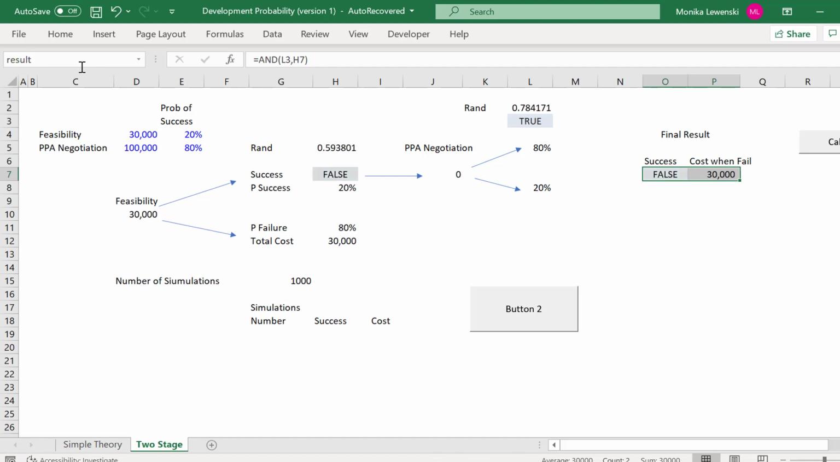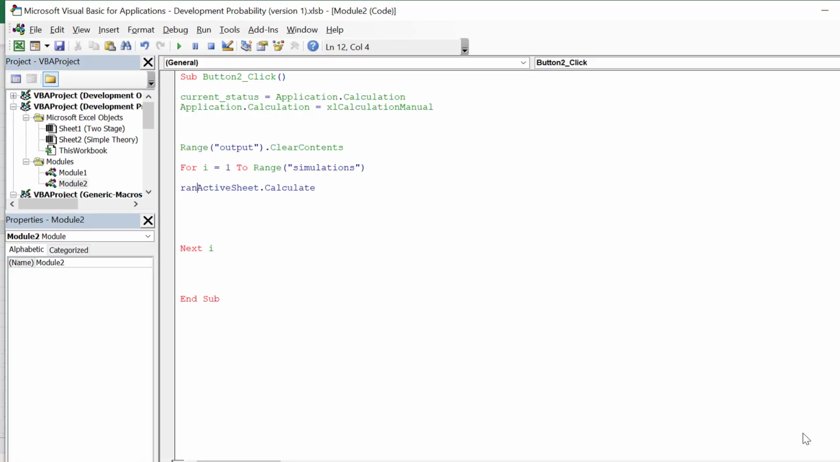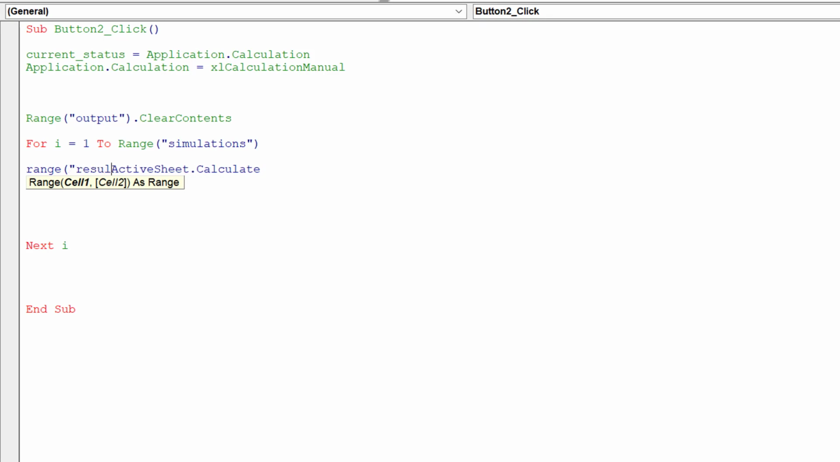Now, when I have done this in the past, if you want to make your thing work much more quickly, this is by far the best thing to do. And then at the very end, we better reset our calculation method. So you just go over here and you put an equal current status.